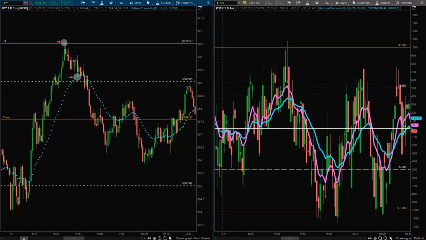Hey everyone, today I want to do a breakdown of the SPY alert I sent out to our trading group this morning, and I want to go over how I found this trade, why I entered the trade, why I exited the trade, and then lastly how I could have traded this better.